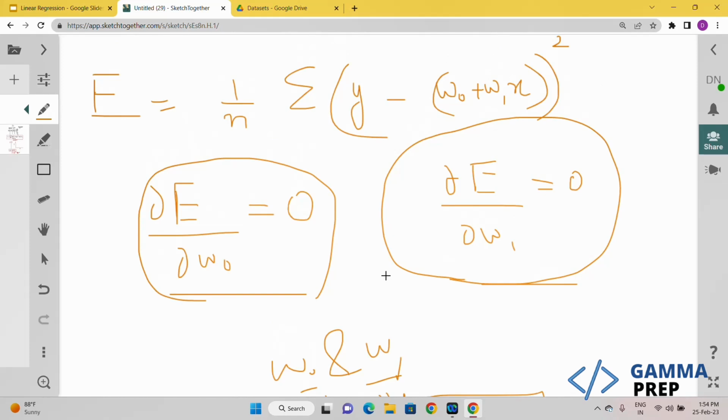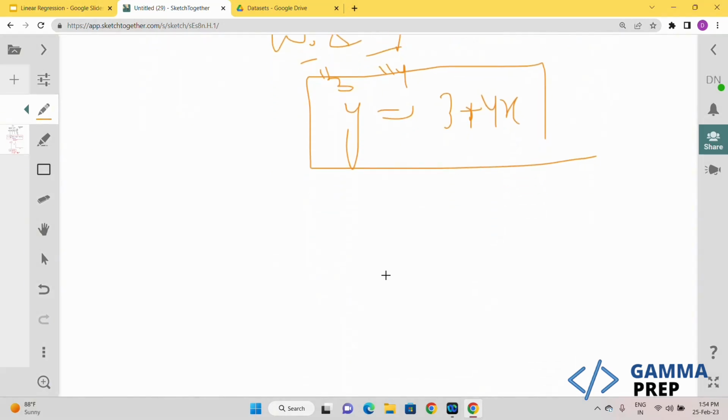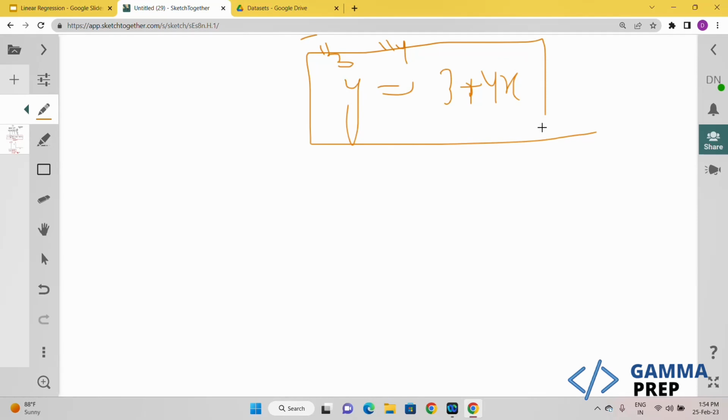The time taken to figure out the W0 and W1 in this way is going to be a lot. Obviously, it's going to give you the exact solution. It's going to give you the exact W0 and W1 values which minimize your error, your exact best fit line, your exact linear model. But the problem here is that this solution has high time complexity. It takes a lot of time. So we can use this if we have a small data set, but if we have a big data set, then it takes a lot of time.